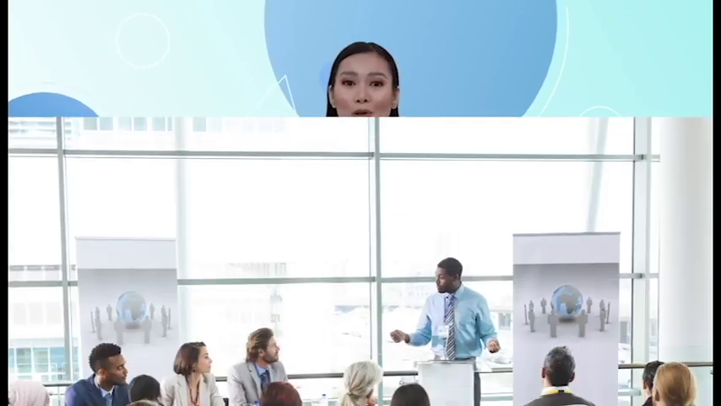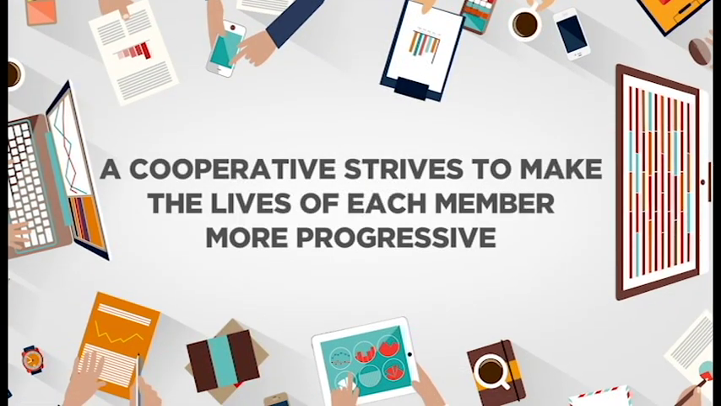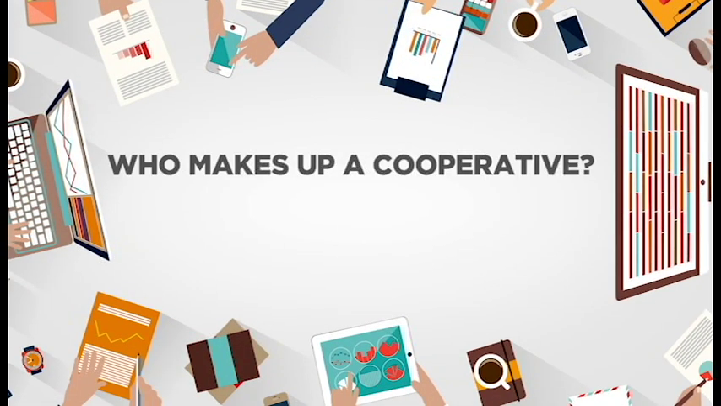Who formed your group? A cooperative is also a group of people with a common bond, working together to achieve a common goal. A cooperative strives to make the lives of each member more progressive. How do you form a cooperative? What are the necessary documents that you need to submit? Who makes up a cooperative?